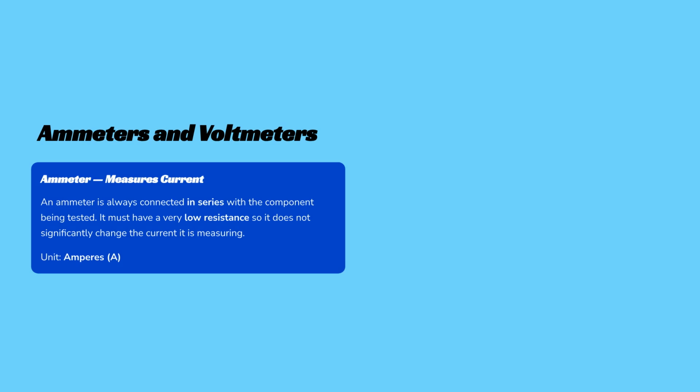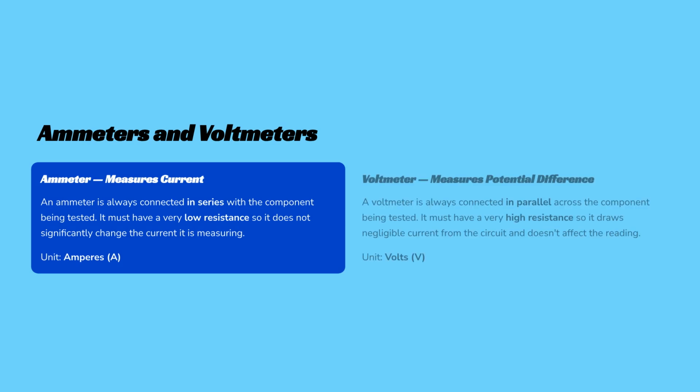Remember how to use your meters correctly. Ammeters must be connected in series and have very low resistance to avoid affecting the circuit. Voltmeters must be in parallel and have high resistance to ensure they draw negligible current.